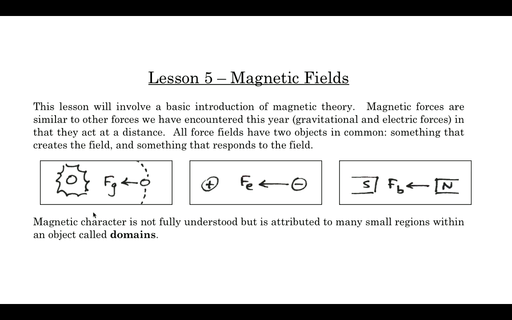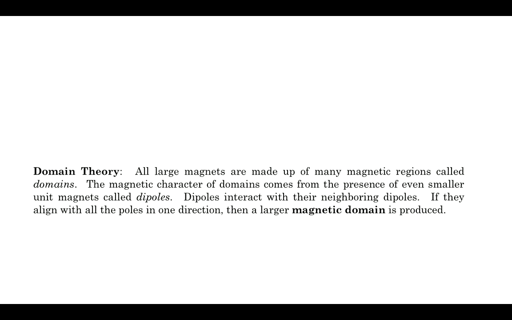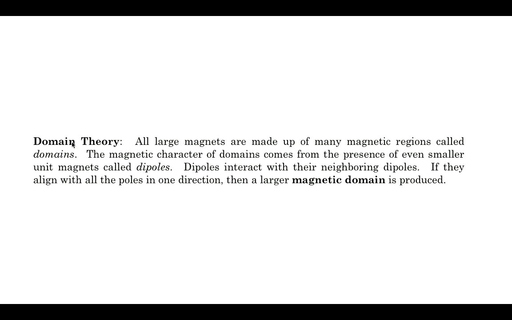And we don't fully understand magnetic character yet. It's one of the regions of science that we're still working to develop a full, complete understanding of. We're pretty much there, but there's a few lingering things that we don't fully understand. But magnetic character is attributed to what we call domains. Okay, and so there's this theory, it's called domain theory, and it basically says that all large magnets are made up of many magnetic regions called domains.